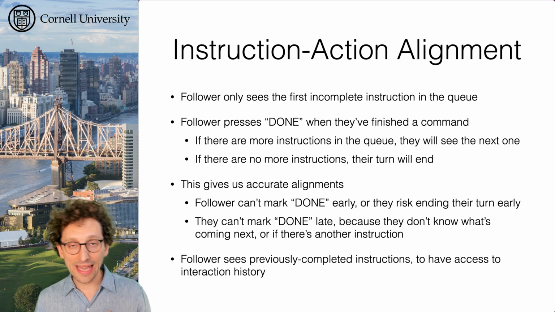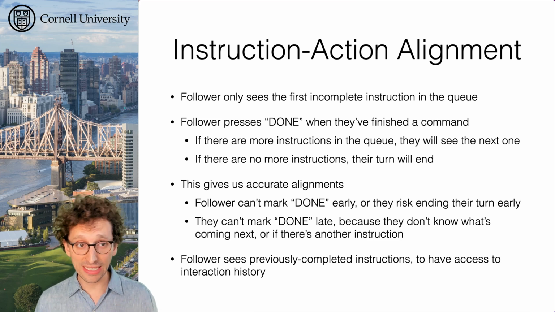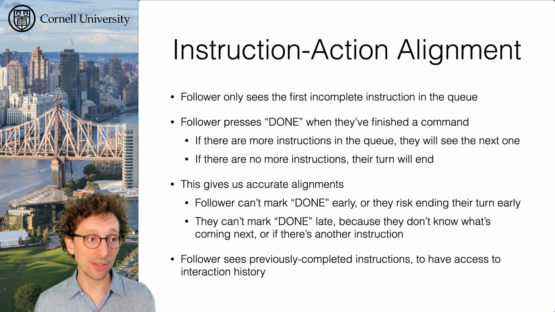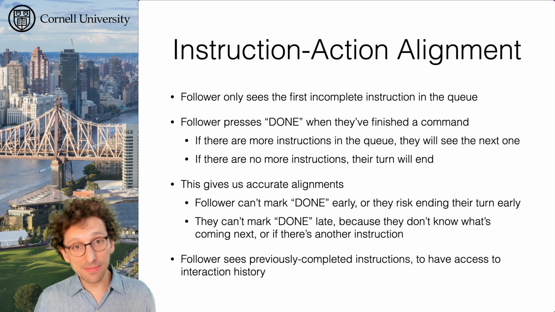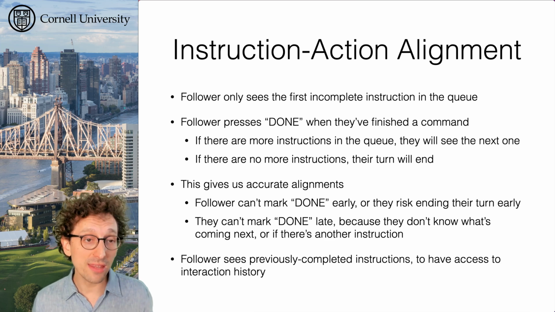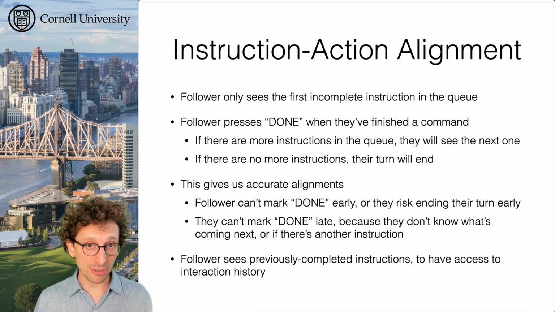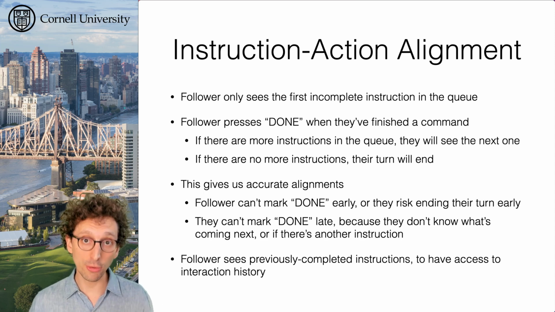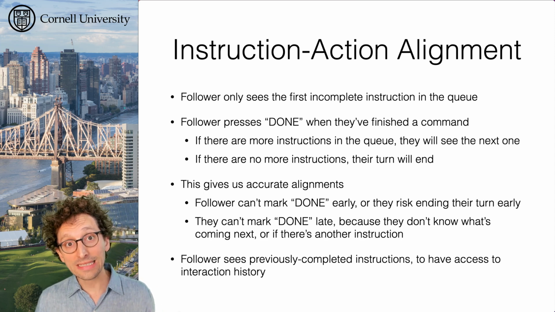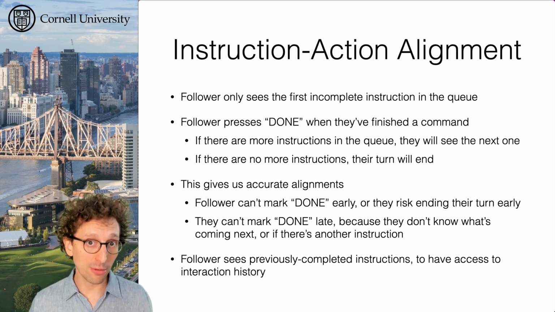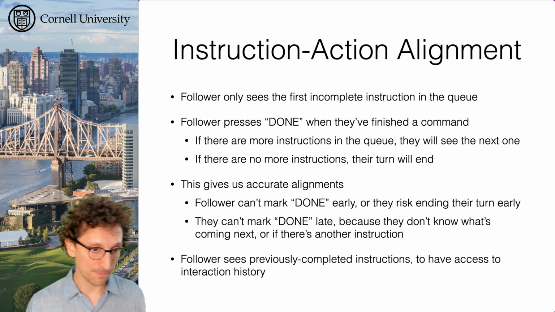The follower can't mark done early, or they risk ending their turn and losing steps that they could have used otherwise. On the other hand, they can't mark done late because they don't know what's coming next, or even if there is another instruction. At the same time, in our interface, the follower sees previously completed instructions, and this gives the follower access to the history of the interaction. For example, it eases the ability to resolve dependencies like pronouns that are doing co-reference to previous instructions.